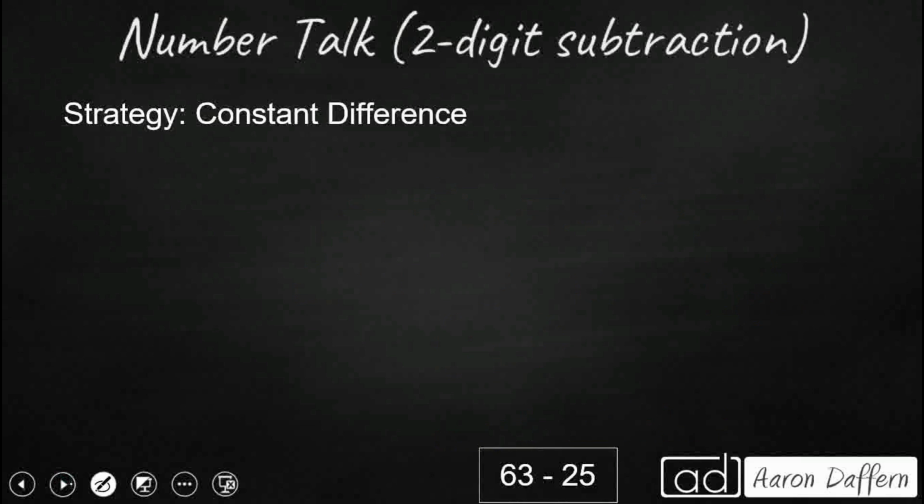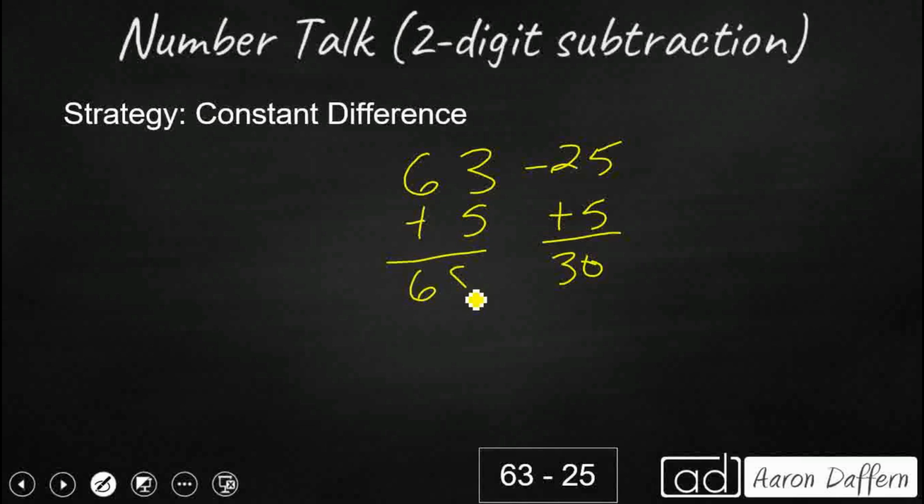Now, constant difference is a fun strategy, and it's actually pretty interesting. It works kind of like what we did with our compensation. So we're going to add 5 to this 25, just because subtracting 30, if you can get that subtrahend to a multiple of 10, then any subtraction is going to be super easy. But remember, we also had to add the 5 back in after we subtracted. Let's just go ahead and do that right here. Let's add our 5 to our minuend. So look what I have now.